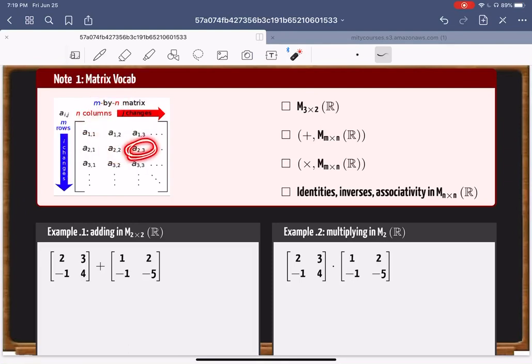For example, the A23 entry is named that way because it's the entry on the second row, third column. This one, on the other hand, is the entry that's on the third row, first column. That's why it's called A31. So that's how we name every individual one of these entries. That's how you name the matrix. That's what we just got done doing.